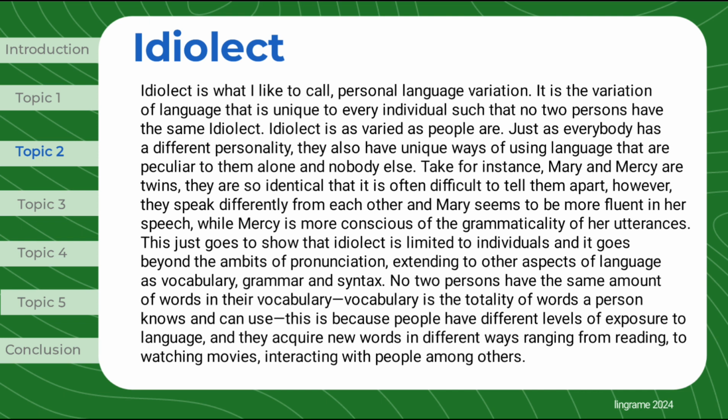Just as everybody has a different personality, they also have unique ways of using language that are peculiar to them alone and nobody else. Take for instance, Mary and Mercy are twins. They are so identical that it is often difficult to tell them apart. However, they speak differently from each other, and Mary seems to be more fluent in her speech, while Mercy is more conscious of the grammaticality of her utterances.